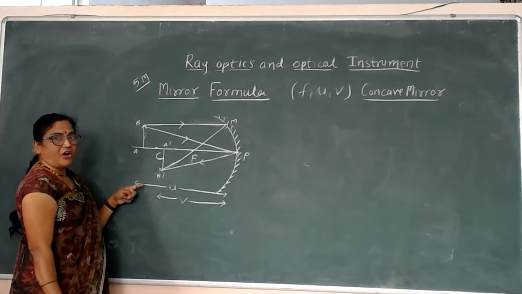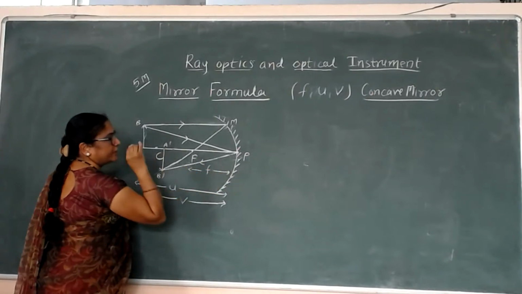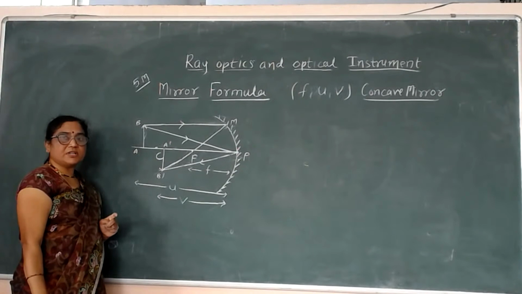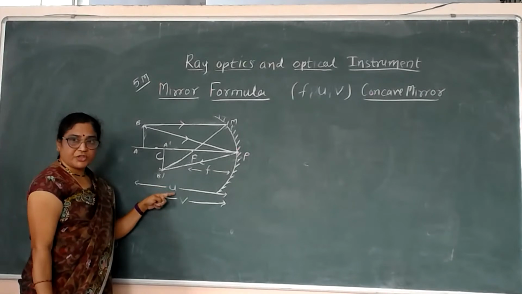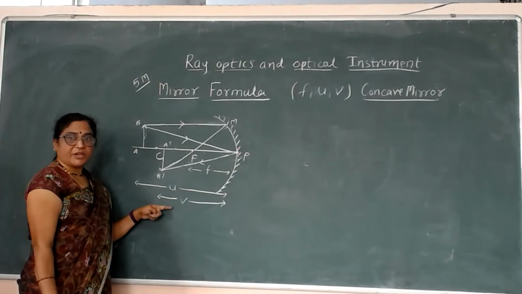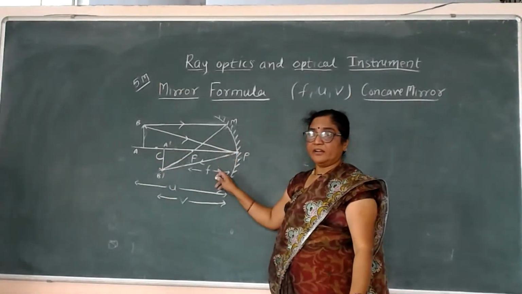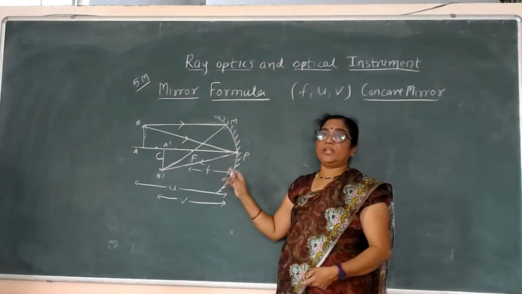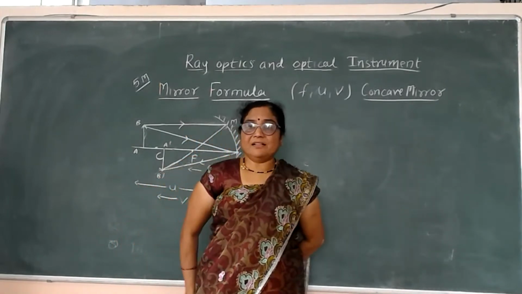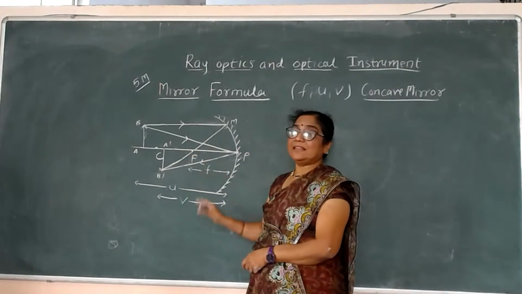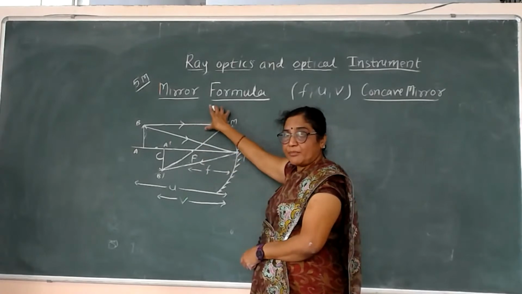This distance P to F is known as the focal length F. The distance between the pole and the principal focus is known as the focal length, that is F. This distance is the object distance U, and this distance is the image distance V. Using all these values, or using these figures, we derive the relation between U, V and F. To derive this relation, we compare the triangles in this diagram.